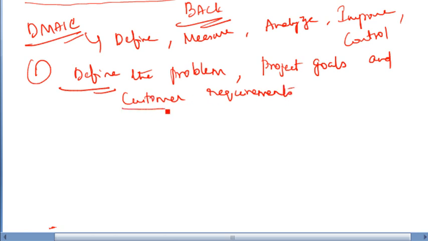This is what you need to do in this particular step. Define the problem, project goals, and customer requirements.